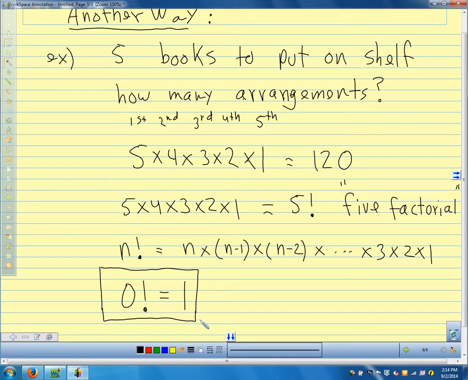And we can't do factorials with negative numbers. They have to be positive numbers. Let me show you on your calculators where to find factorial.